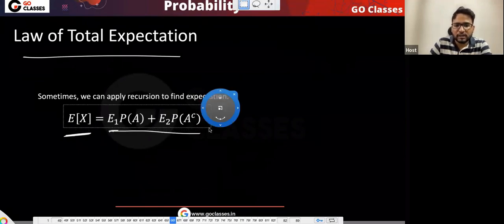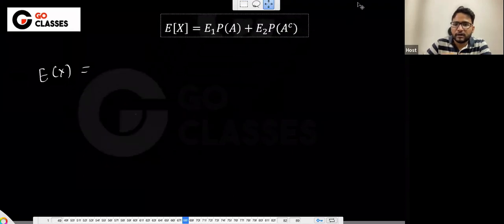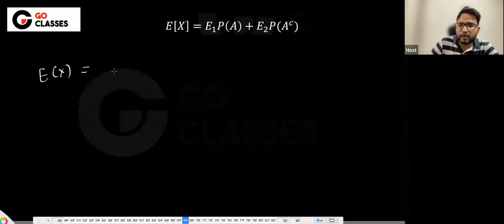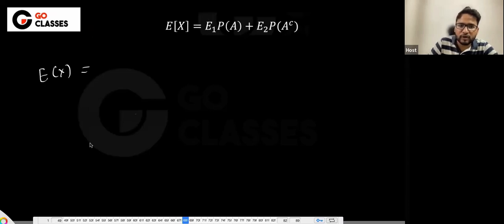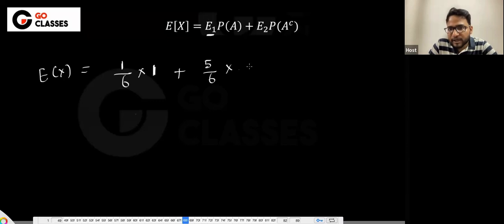The expectation of X is nothing but, based on some event, you can divide it. If 6 has come, then what is the expected number of rolls? The probability of 6 is 1/6, times the expected number of rolls you have done if 6 is coming, just one, right? Plus the probability of not 6, which is 5/6, times the expected number of trials, which currently I don't know. I will fill this value in a minute.